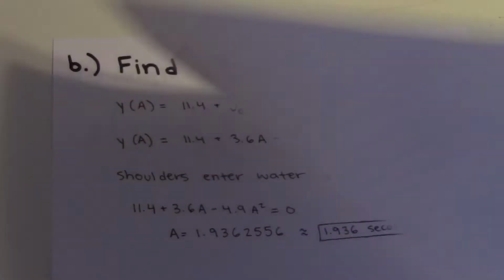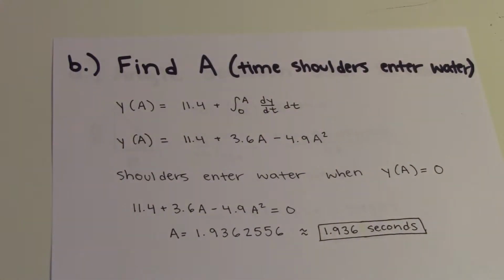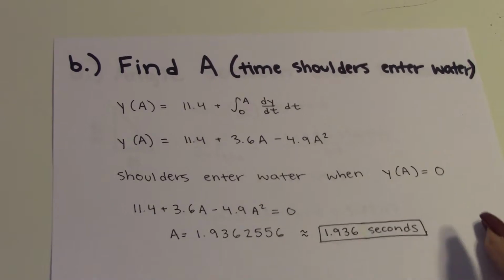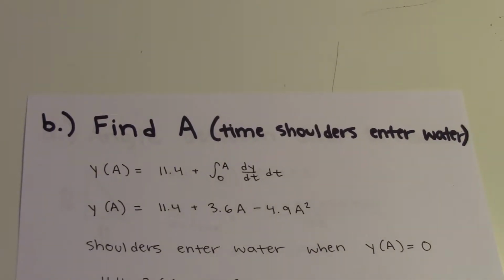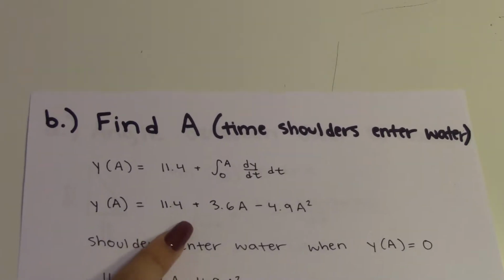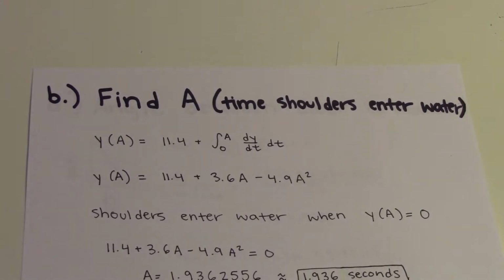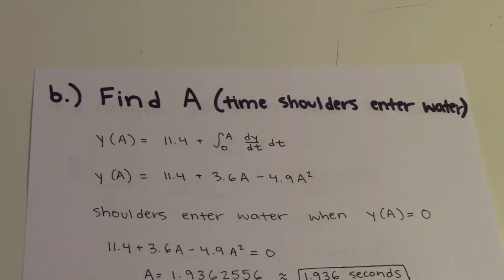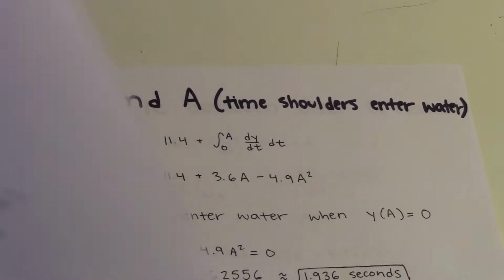Okay, and so for the next question, we have find A, the time that the diver's shoulders enter the water. So in order to do that, we're going to utilize that same equation that we just made for y of t, but use it in terms of y of a. So y of a is equal to 11.4 plus the integral from 0 to a of dy/dt dt, and then again change it into that form that we just had. And then for this, we're just going to solve it and make it equal to 0, and we're going to use our calculators for that again, because we know that when the shoulders enter the water is when y of a is equal to 0.